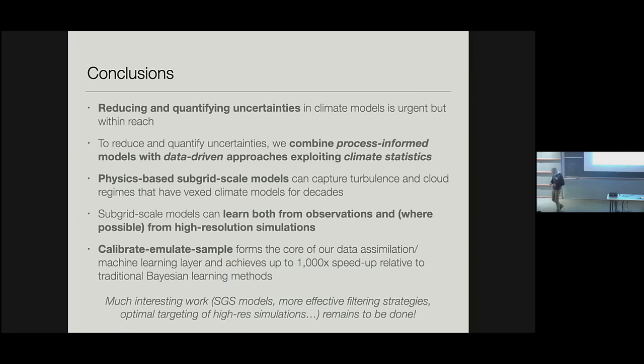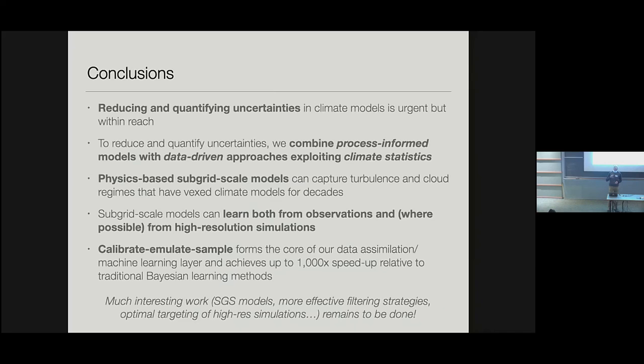So I think, as scientists, I want to understand the climate system, but climate science as a field, I think what we are measured by is how good the predictions are that we deliver. And my goal, at least, is to try to make them better. And I think it's possible to reduce uncertainties and quantify uncertainties in climate models. It's possible and within reach.